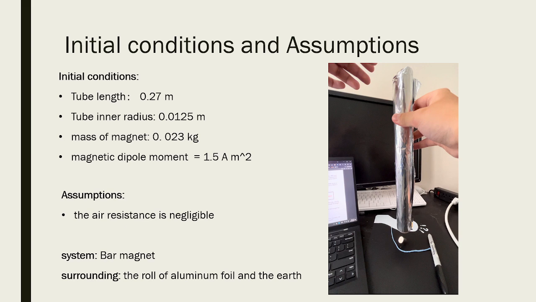So here are some initial conditions and assumptions. In this experiment, we are basically measuring and calculating the time of the magnet falling through the aluminum foil. The initial conditions include the length of the tube, the inner radius of the tube, the mass of the magnet, and also the magnetic dipole moment of the magnet. The assumption we made is that the air resistance is negligible. And in this experiment, the system is the bar magnet while the surroundings are the row of aluminum foil and the earth.